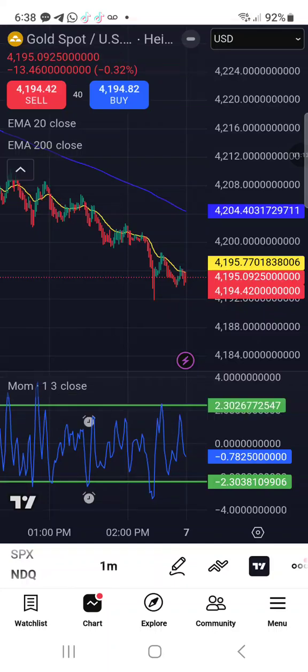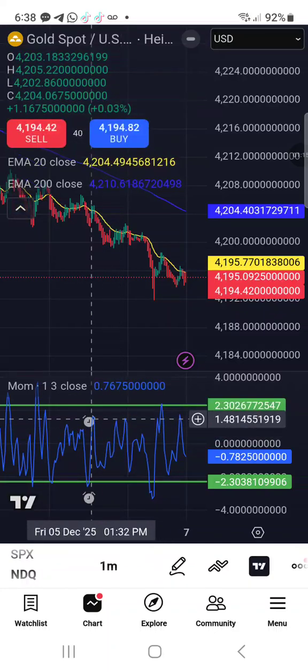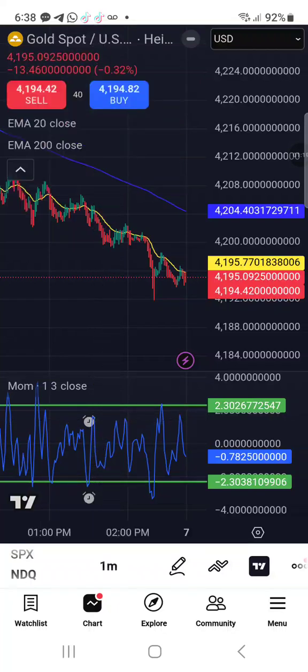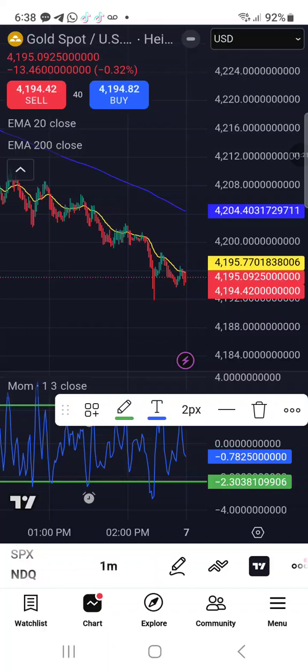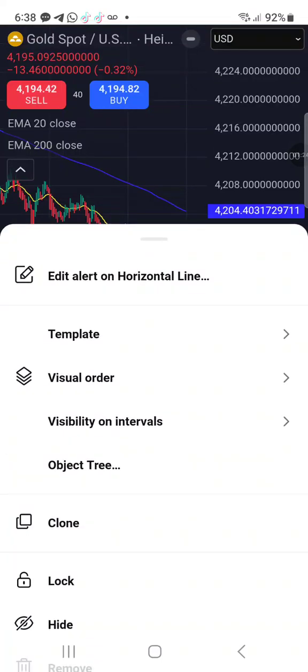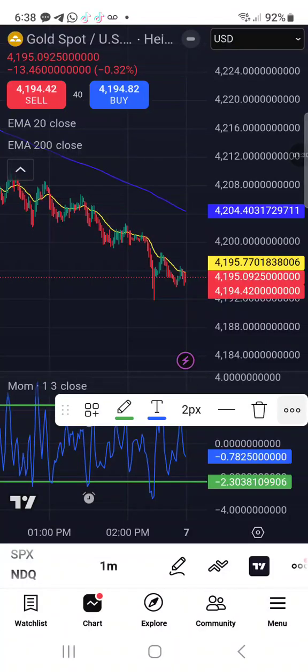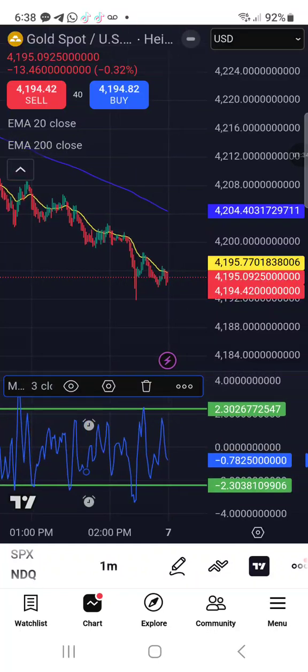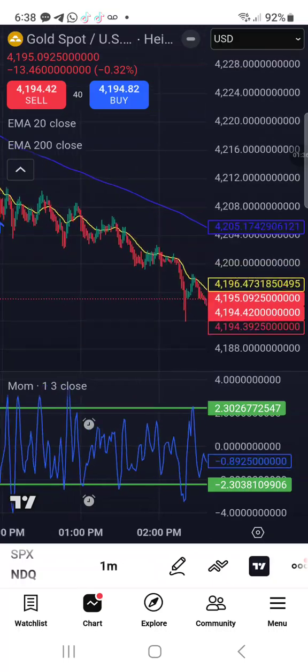But see that little clock right there? You can set an alarm, so you hit the 3 dots. And then at the very top, you can set an alarm. So when the blue line crosses your horizontal green line, it sets an alert.